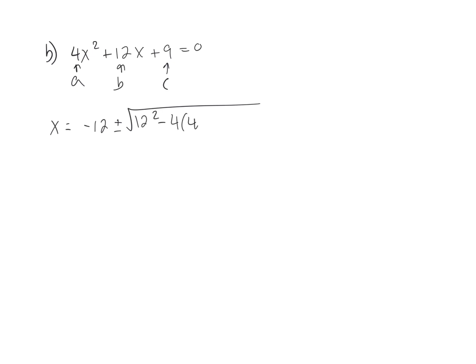b was 4x squared plus 12x plus 9. So again, your 4 is your a, your 12 is your b, and your 9 is your c. So it's going to be x is equal to negative b, so negative 12, plus or minus the square root of 12 squared minus 4 times a times c, over 2a.